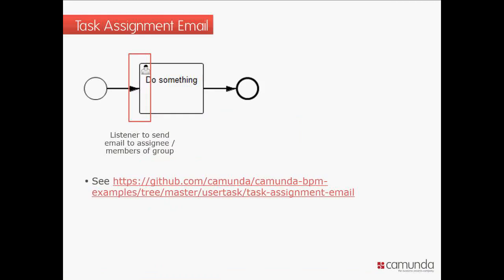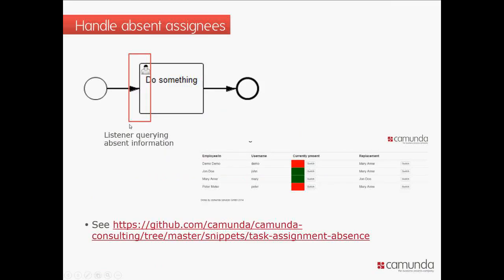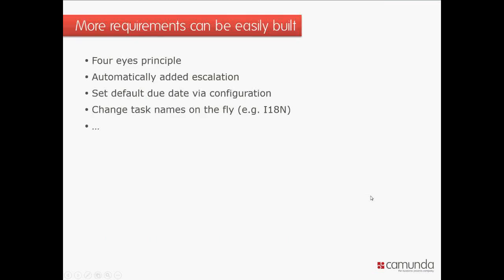It's just one example. There are other examples. We have one on how to handle an absent assignee. So if you want to assign a task to a specific person who is on leave, how can you then decide who is basically doing the job? We have other examples like the four-eyes principle, some escalation mechanism, setting a due date by an extension configuration, and these kinds of things. Okay, just to give you some pointers and some hints.